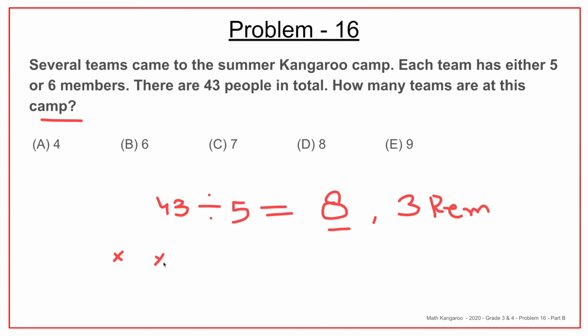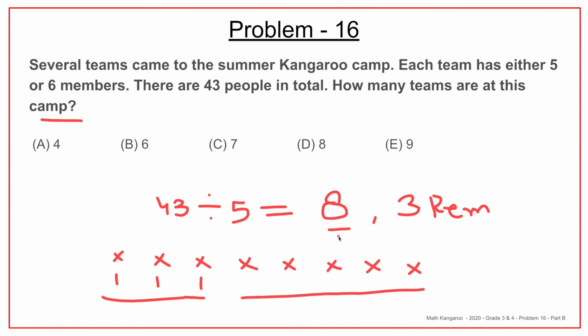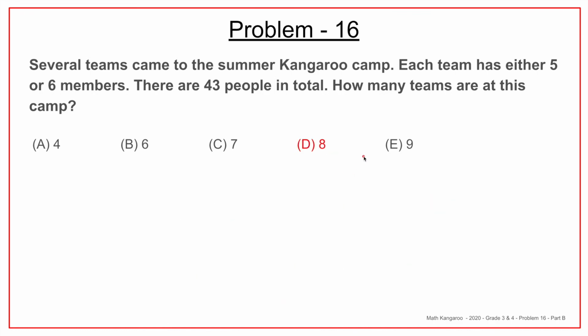So we have 1, 2, 3, 4, 5, 6, 7, 8 teams with all 5 members. Then we add 1 member in here, another in here, another in here. So all the 3 remaining members we fit in. So now we have 3 teams with 6 members, and the remaining 5 teams have 5 members. So in total we have 8 teams. So our answer is option D.